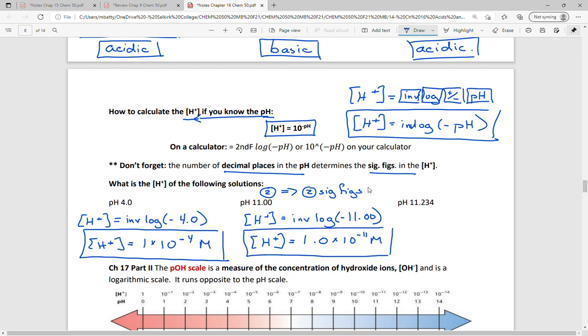The last one, not a nice neat number. We've got a little bit more going on. So I've got 3 decimal places. So that's going to give me 3 sig figs in my concentration. That's the rule on sig figs.